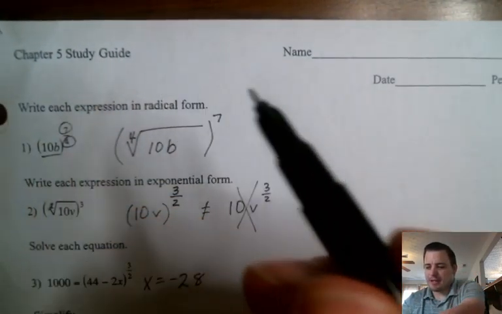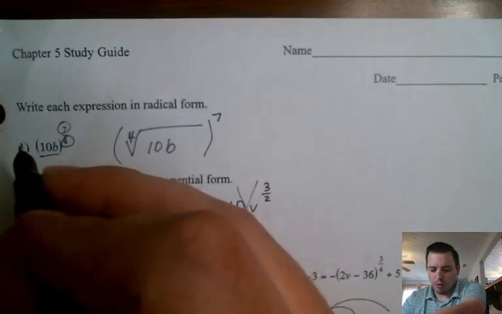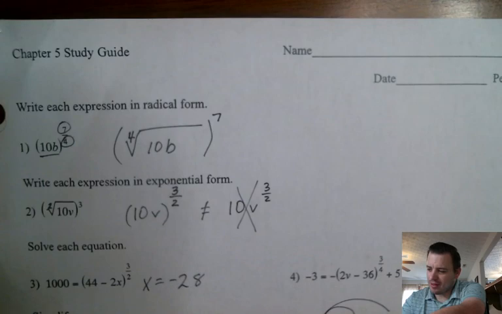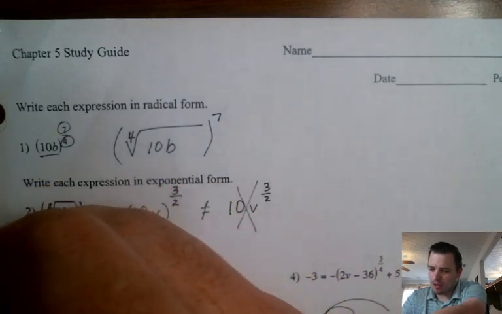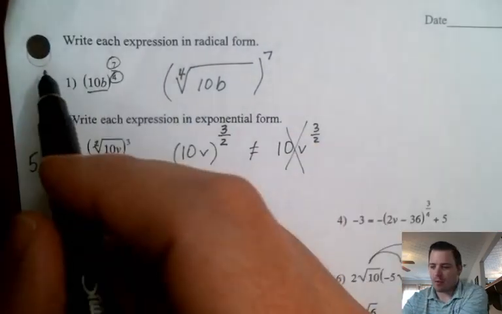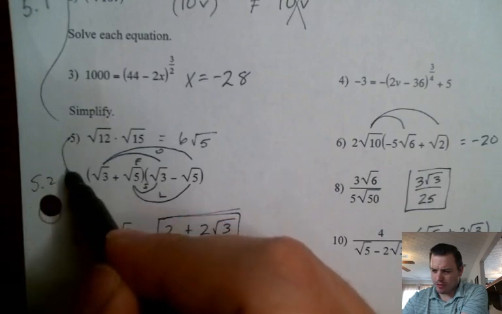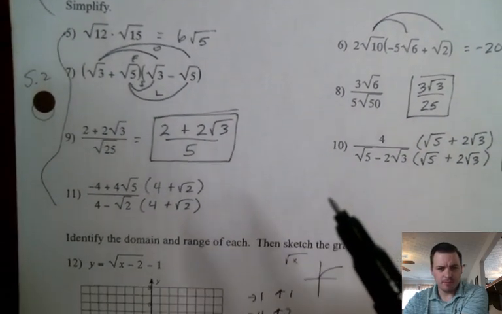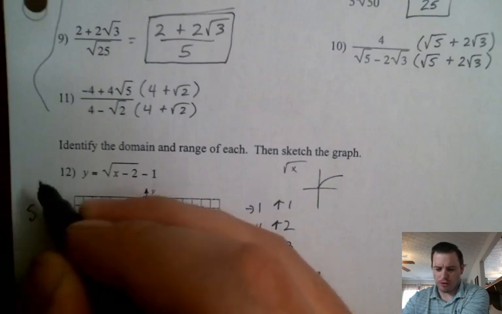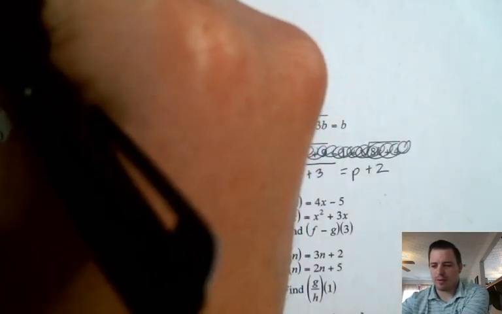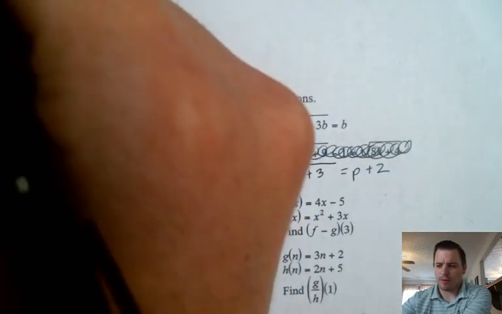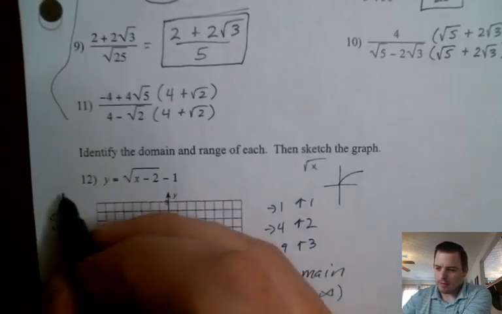All right, so just to make sure you get a grasp on this, 1 through 3 is 5.1. 5.2 is 5 through 11. 5.4 is 12. And 13 is 5.4? No, 5.3. Yeah, I skipped 3. Look at me, I can't even count. 5.3.